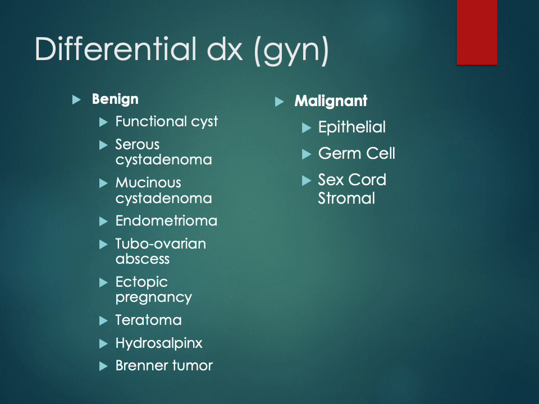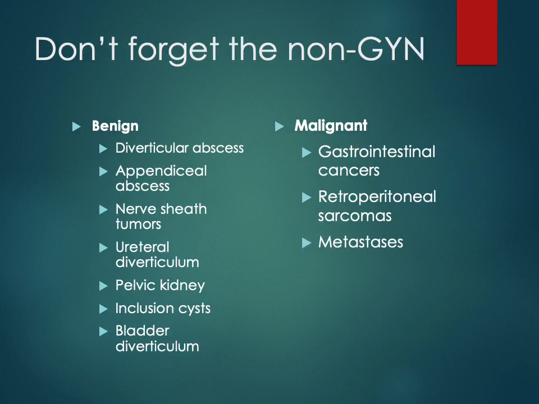Typically, that information is going to come from your question stem, and it will point you in the right direction. Of course, on the cancer side of things, we have our malignant neoplasms as well, epithelial, germ cell, and sex cord stromal, and all of the various subtypes within that. But you can't forget about the non-GYN reasons, and so there can be benign ones, infectious or non-infectious. There could be neoplasms, and then malignant ones as well, such as metastasis to the ovary from gastrointestinal tumors or other retroperitoneal sarcomas and whatnot.